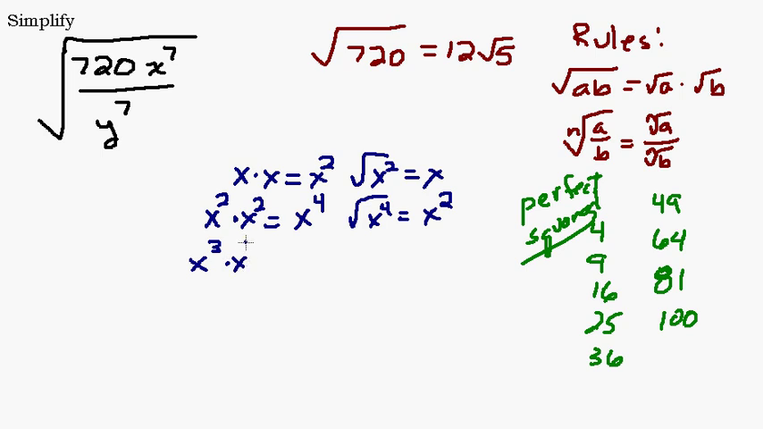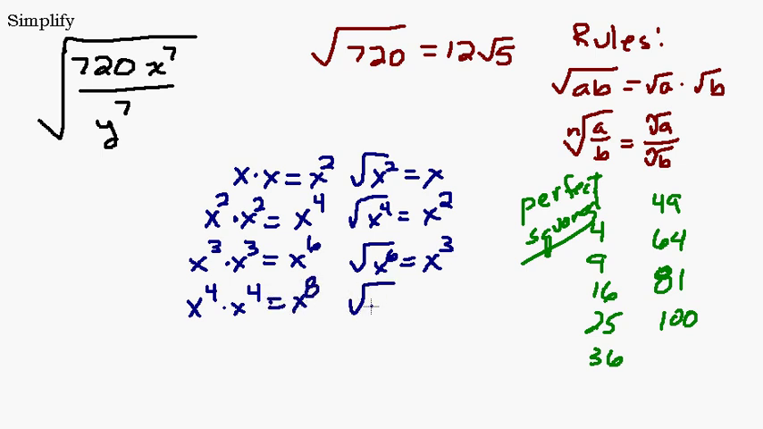X to the 3rd times x to the 3rd, what would that be? X to the 6th, because you add the exponents. So the square root of x to the 6th would be x to the 3rd. What times itself is x to the 6th? X to the 3rd. We just saw it over here. Hopefully you're starting to see the pattern. X to the 4th times x to the 4th is x to the 8th. So the square root of x to the 8th is x to the 4th. If you'll notice, when you take the square root and you're dealing with an exponent, this exponent gets cut in half. I had an x to the 6th, I took the square root, it's x to the 3rd.